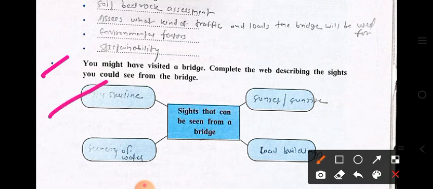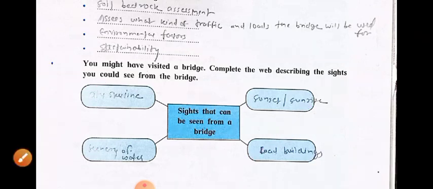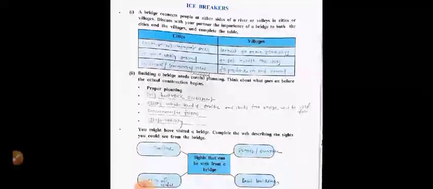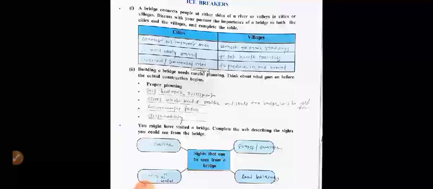It means various tall buildings one can see from the bridge. Second, sunset or sunrise. Next is scenery of the water, then road, buildings, etc. So these are the different sights one can see from the bridge. All these activities help us to understand the theme of the poem. That poem is based on the importance of the bridge in city area.